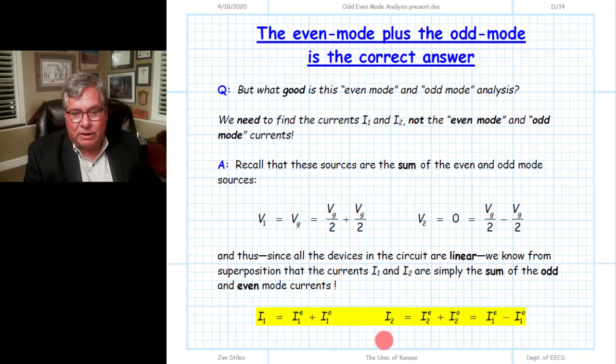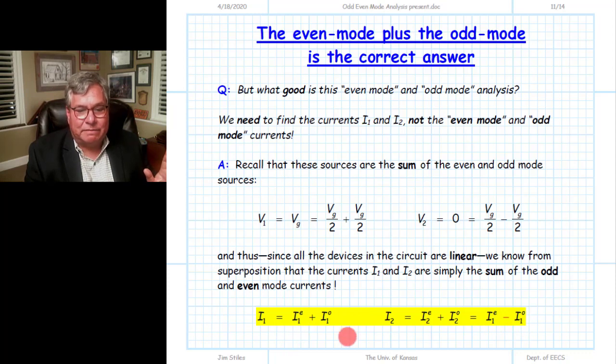For port 2, we go through and do the same thing. We add the even mode current at port 2 and the odd mode current at port 2. Now be careful here. Remember, the even mode current at port 2 is equal to the even mode current at port 1. But the odd mode current at port 2 is equal to the opposite of the odd mode current at port 1. So I2 even plus I2 odd is equal to I1 even minus I1 odd.